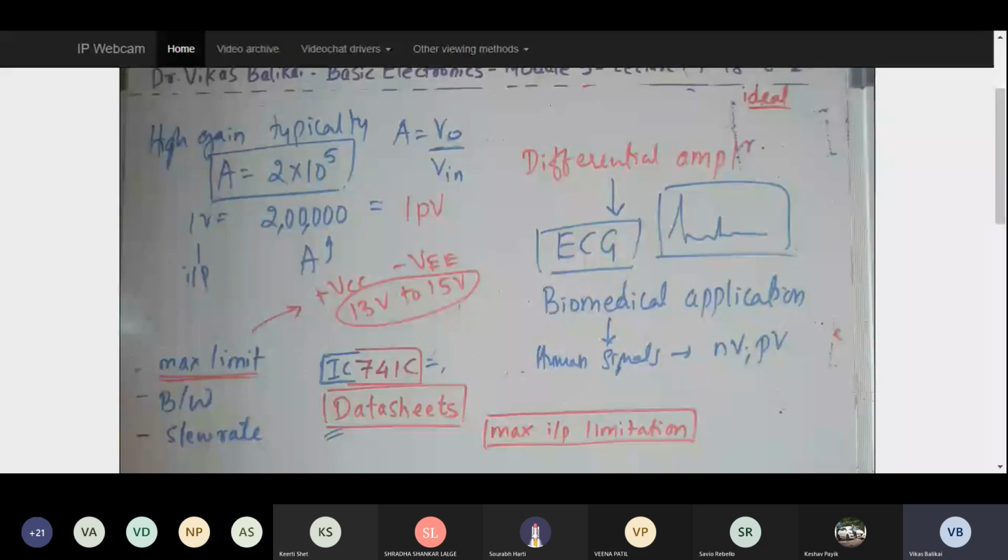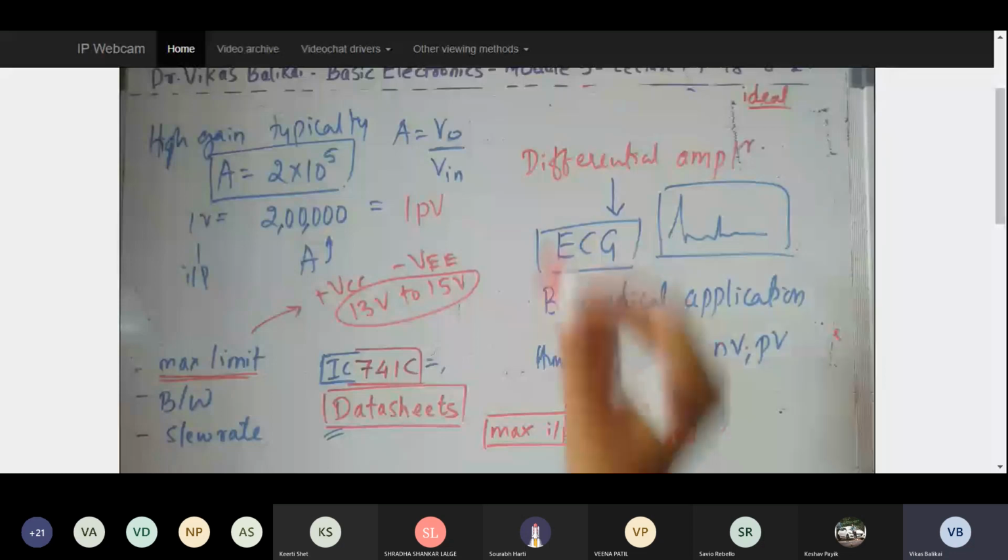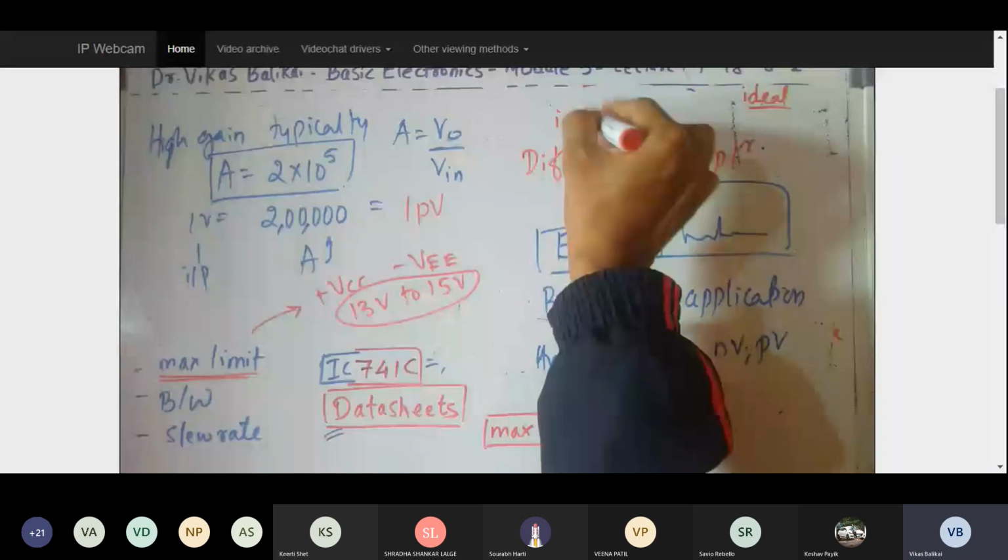So hence I try to increase the amplitude of that, or I try to amplify that human signal. How? By using a device called an instrumentation amplifier. We use something called an instrumentation amplifier. It's a name.